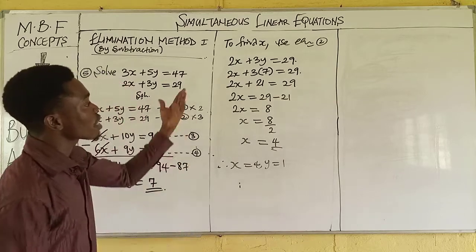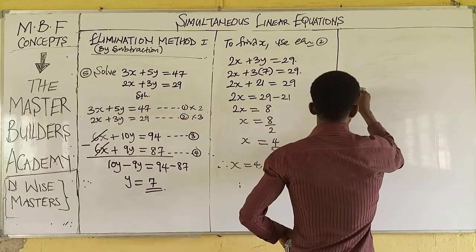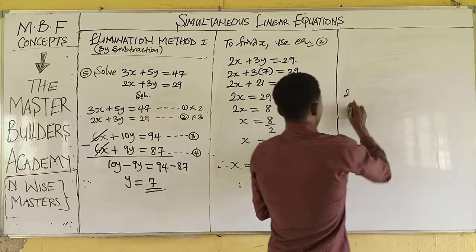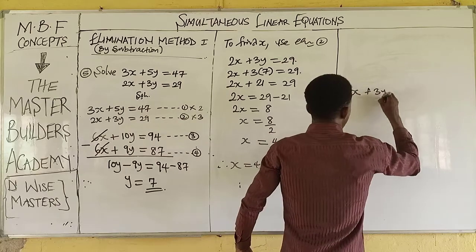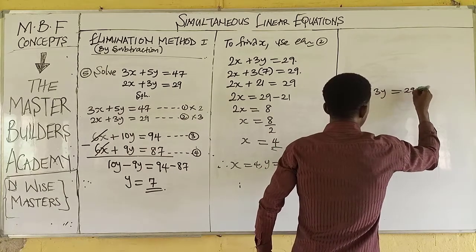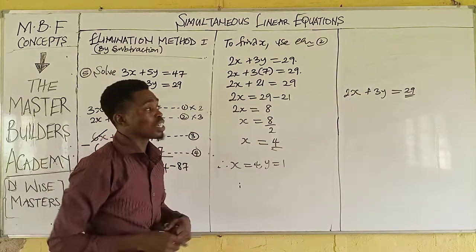And as usual, let's quickly validate whether we are correct. Let's pick equation 2 in this case. Equation 2, we have 2x plus 3y must be equal to 29. We want to check whether the answer we have is correct. So let's substitute at the left hand side and see whether the result will turn out to be 29.